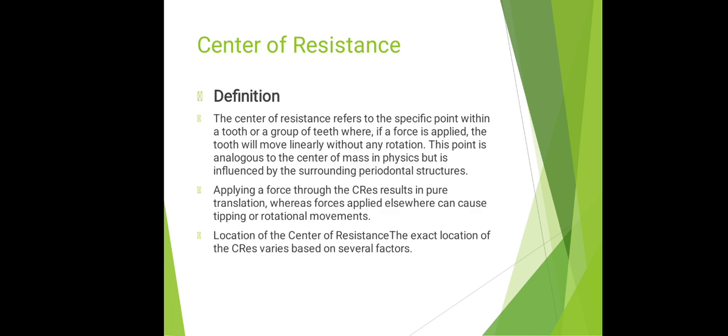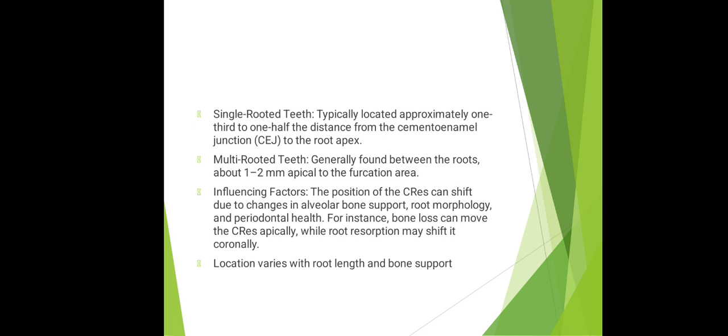Location of center of resistance. The exact location of the center of resistance varies based on several factors. Single-rooted teeth: typically located approximately one-third to one-half the distance from the cemento-enamel junction to the root apex. Multi-rooted teeth: generally found between the roots about 1 to 2 mm apical to the furcation area.